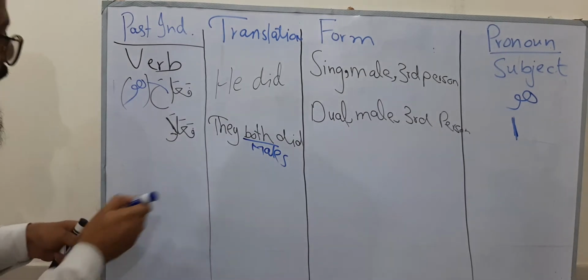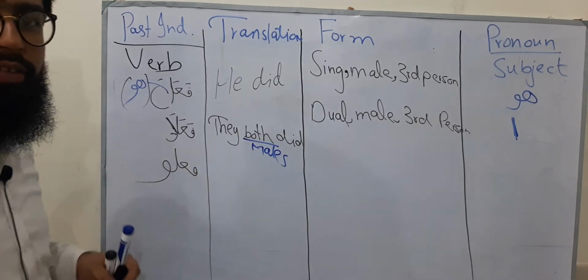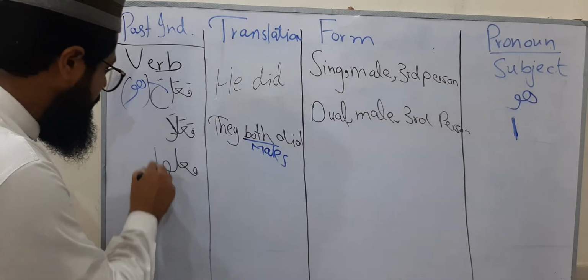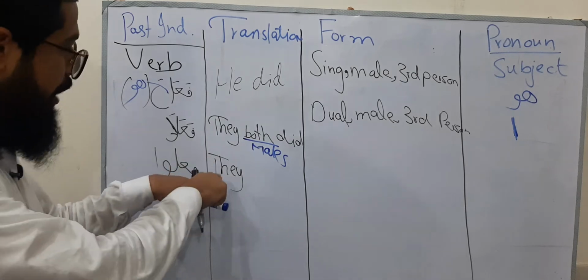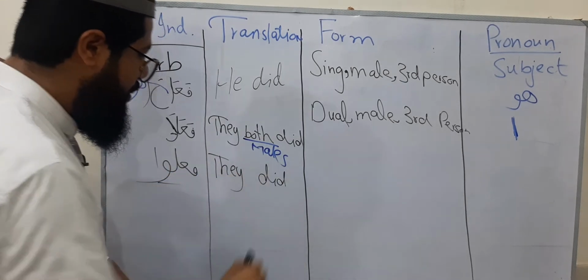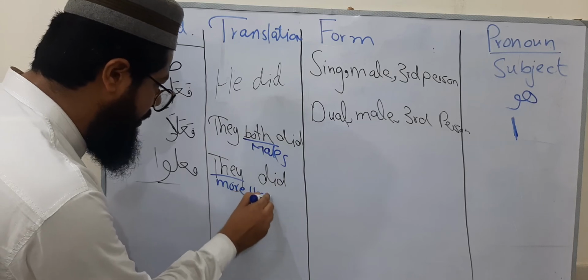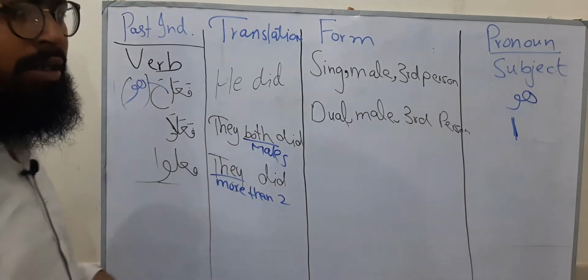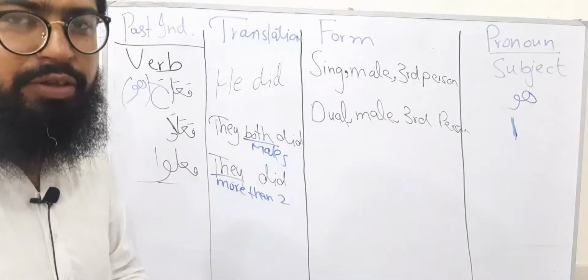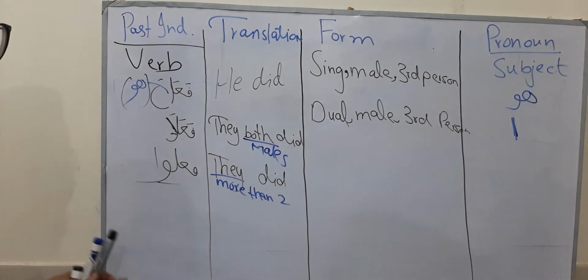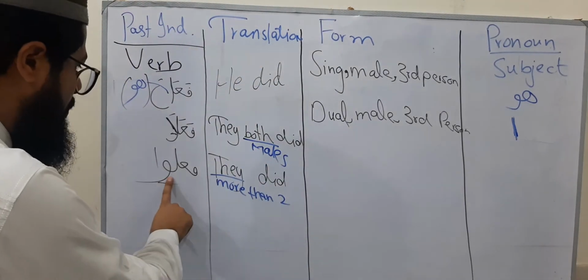So the next verb is fa'alu. We have added waw as a suffix. Waw means plural. Waw means they did, and they means more than two. Here they means more than two. We need to explain this because in the English language the word they is a common word for two persons and for three persons as well, but it is not the same case with the Arabic language. Okay, in the Arabic language alif means two male third persons, and waw means more than two.